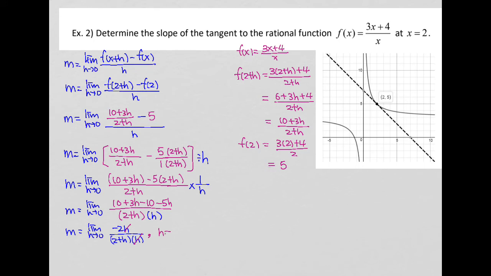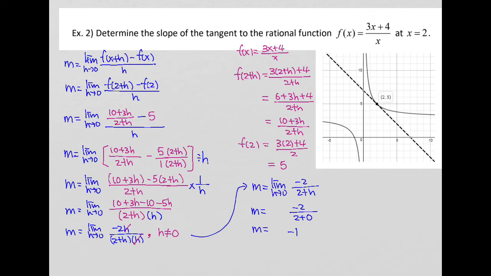Make sure you write down the restrictions. h cannot be 0. And then we're going to have the limit as h is approaching 0 of negative 2 over 2 plus h. At this point, we know if we put 0 into h, the denominator does not become 0. That means we can do direct substitution. And once you put 0 into the h, you do not write limits anymore. So negative 2 over 2 plus 0 in the denominator, slope is going to be negative 1. Therefore, we say at x equals 2, the slope of a tangent is negative 1.